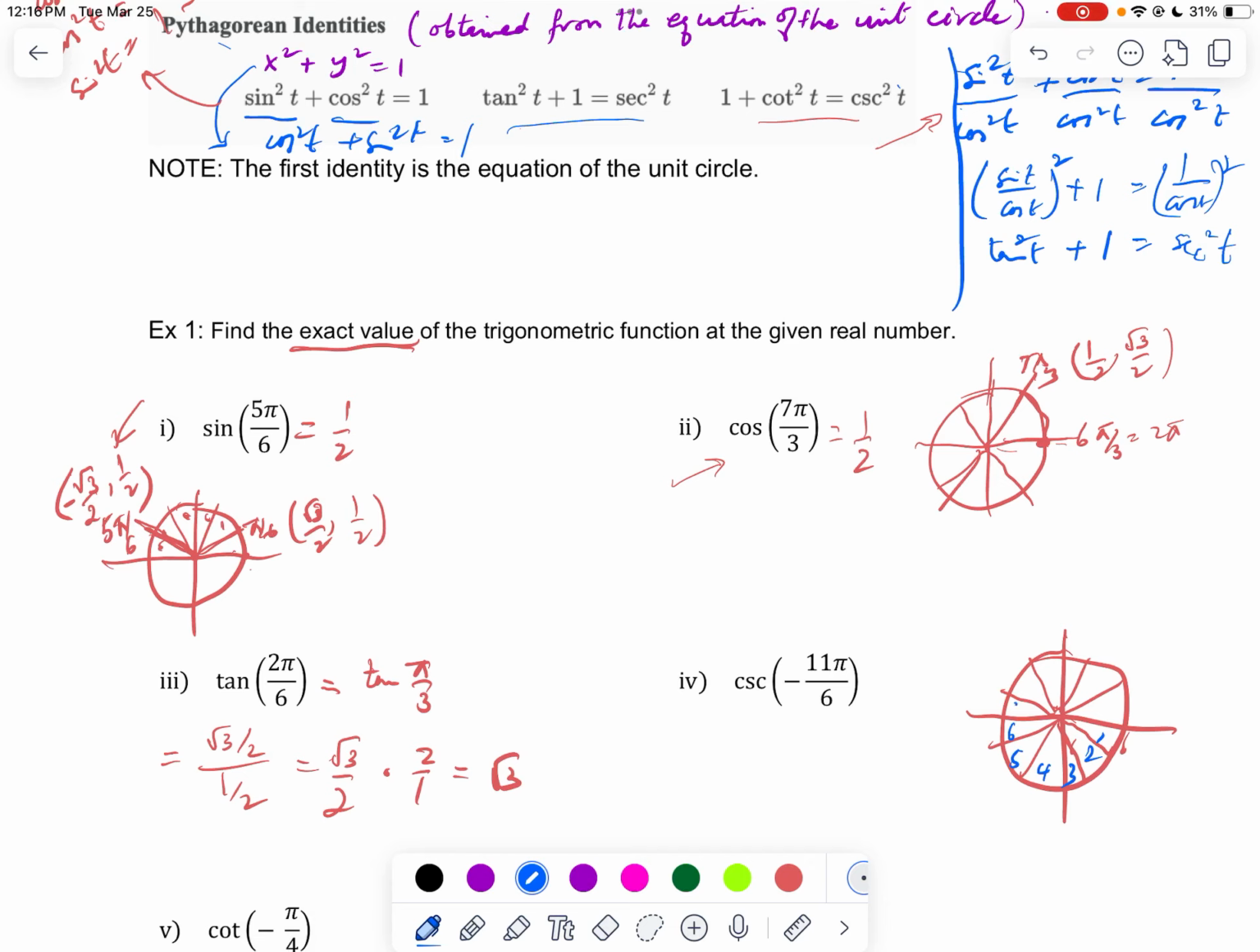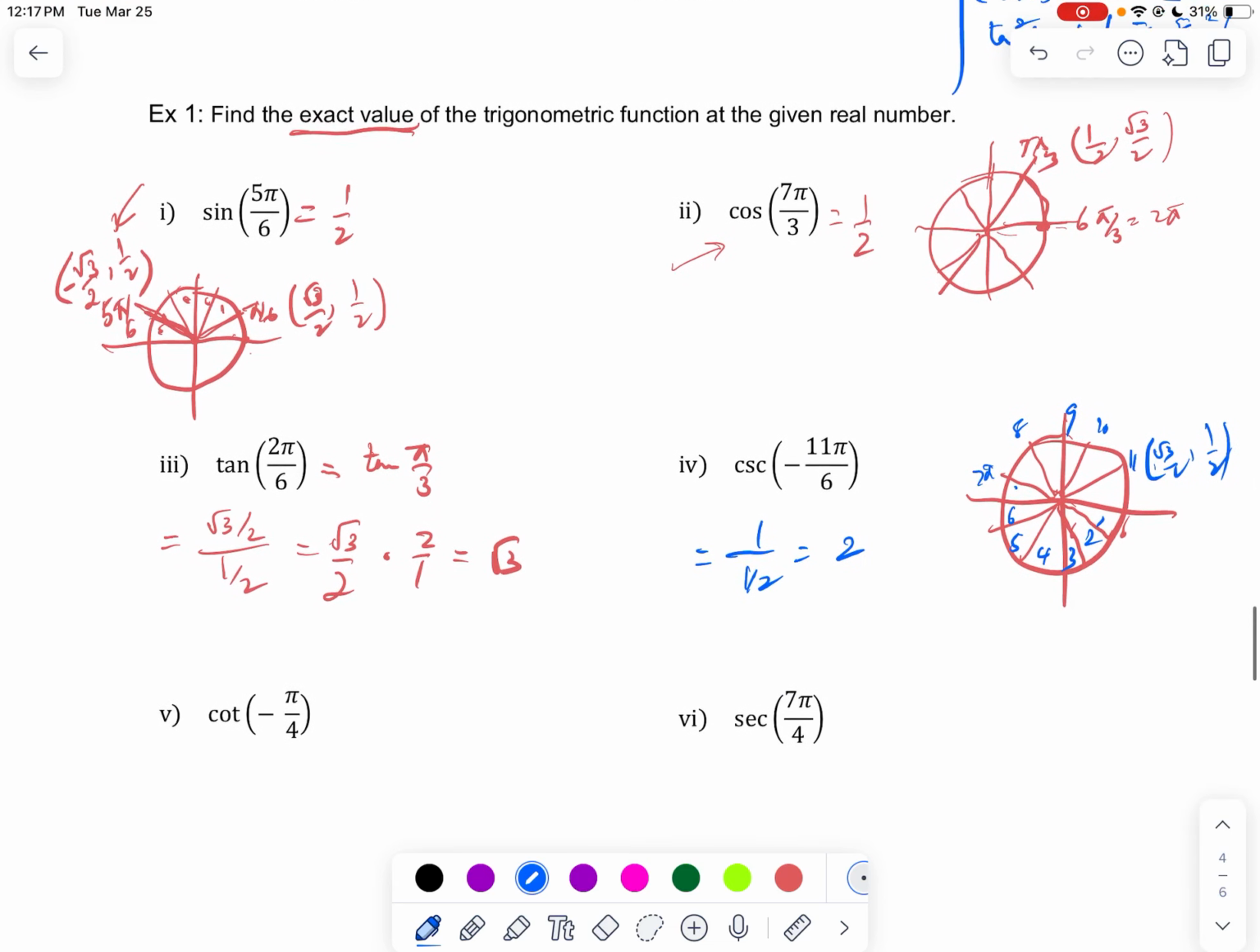7 pi over 6, and then 8 pi over 6, and 9 pi over 6, and 10 pi over 6, and 11 pi over 6. So we arrive at 11 pi over 6, which is actually same as pi over 6. So what is the coordinate for that one? Square root of 3 over 2, comma 1/2. So what will be the cosecant? Remember, the cosecant is 1 over the y. So it will be 1 over 1/2, which will be 2. So this is how you should be able to evaluate these values.